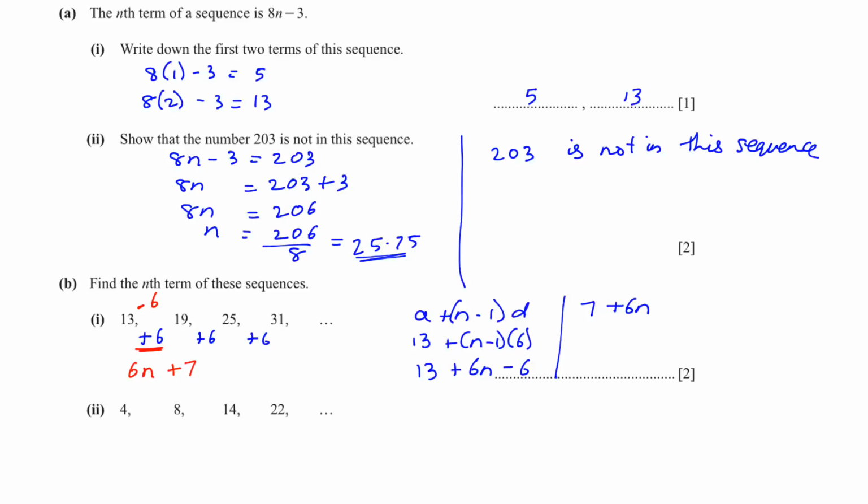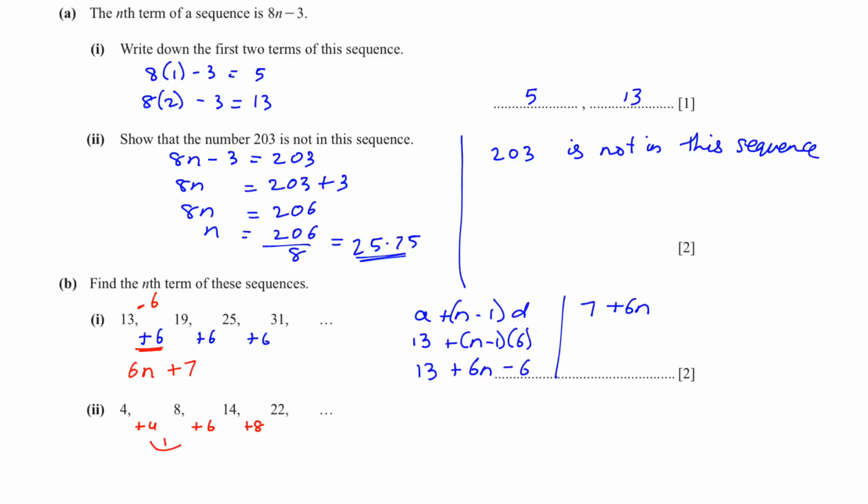Now the next one. This seems a little different. 4 plus 4 is 8. 8 plus 6 is 14. And 14 plus 8 is 22. The difference is not constant like we had in the first case. Let's find the second difference.